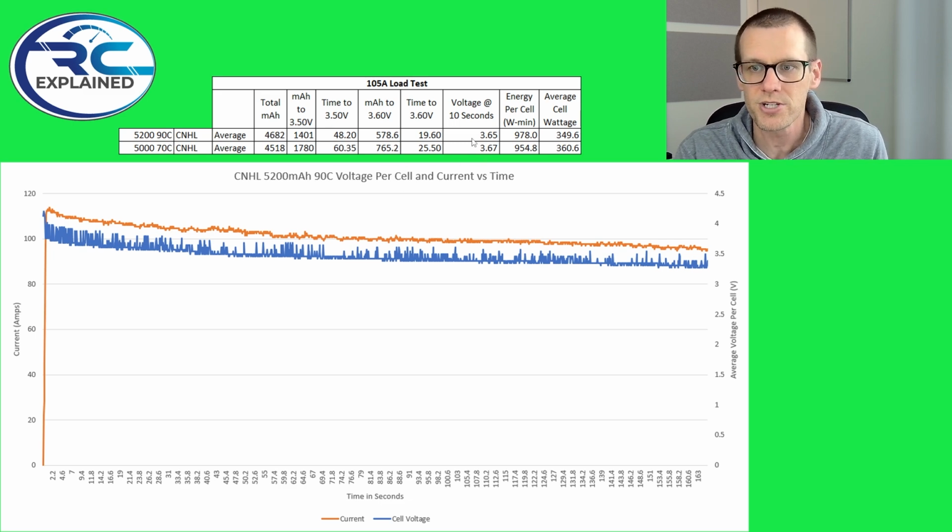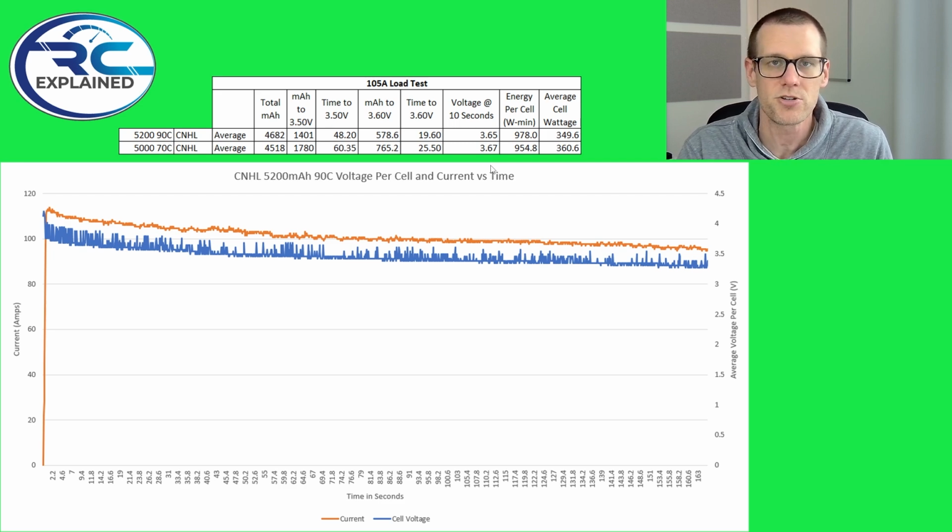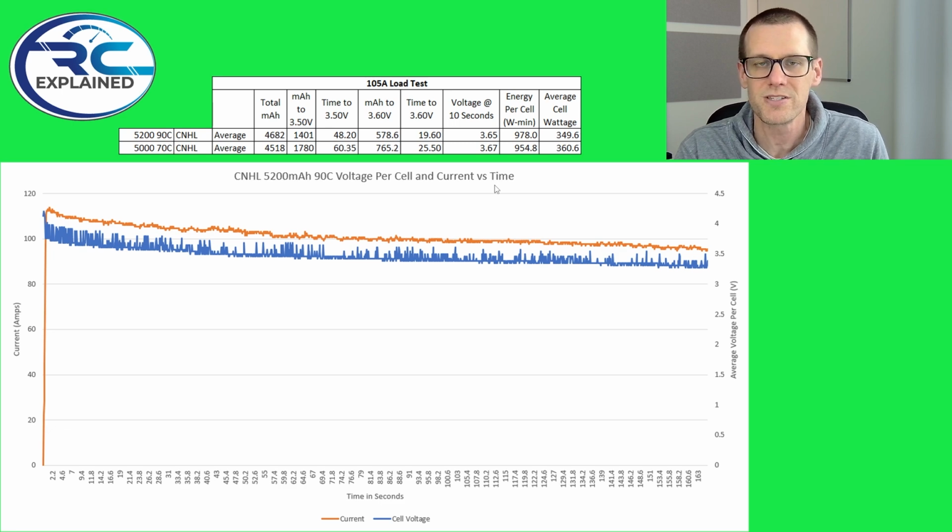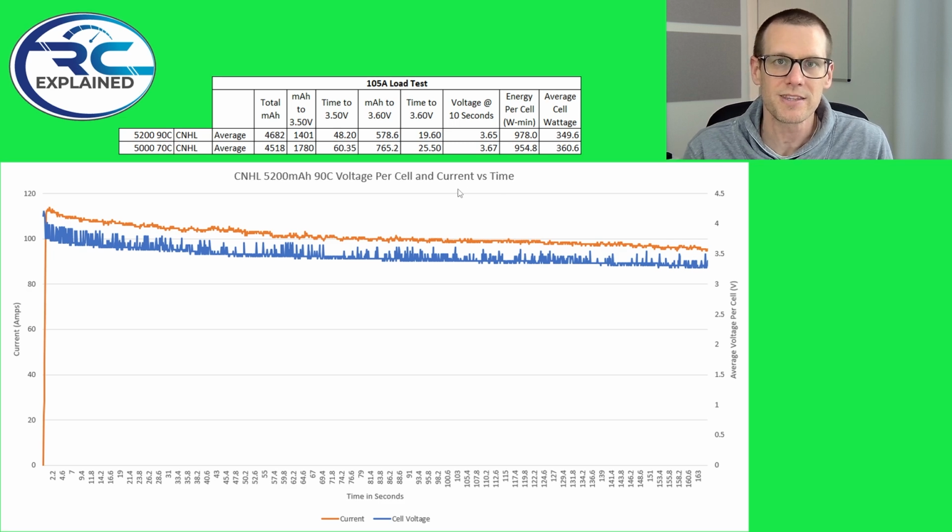Now looking at the voltage here at the 10 second mark, we got 3.65 versus a 3.67. The G Plus lineup ended up doing a little bit better here. And then we look at the overall energy per cell measured in watt minutes. We're getting 978 for the 90C battery, and 955 for the G Plus battery. The average cell wattage was 350 versus about 361 watts per cell. So this overall shows us that the G Plus lineup actually performs better.